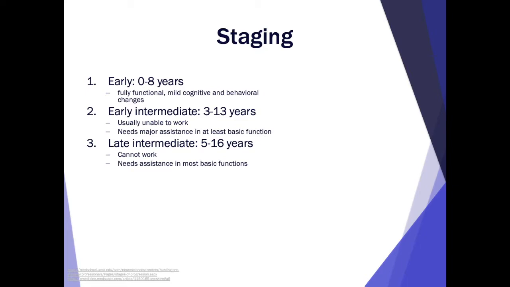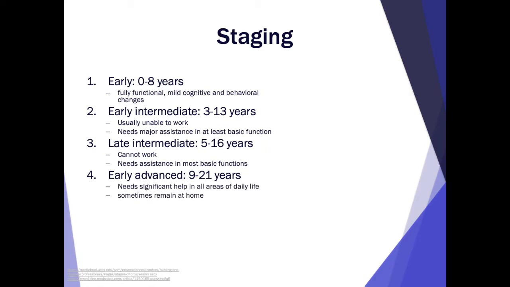most basic functions. Then we have stage 4, which is early advanced, or 9 to 21 years after the disease onset. At this point, they will unfortunately need significant help in all areas of life. They may be able to remain at home, albeit with some help. At stage 5 or advanced disease, they will need full-time care. So this is usually the point at which they will need to be moved to a facility or the family will need to hire a full-time nurse.